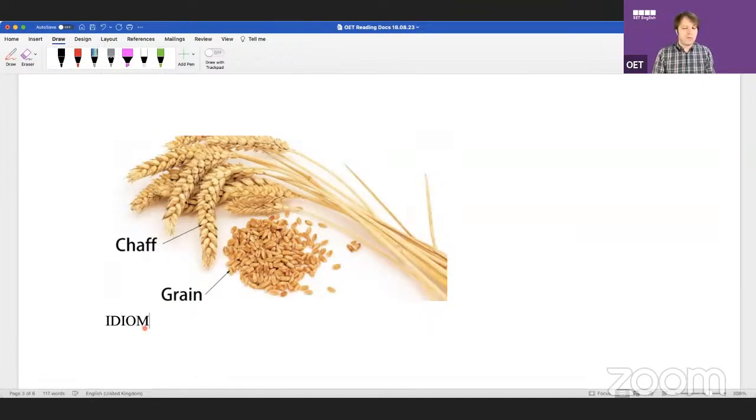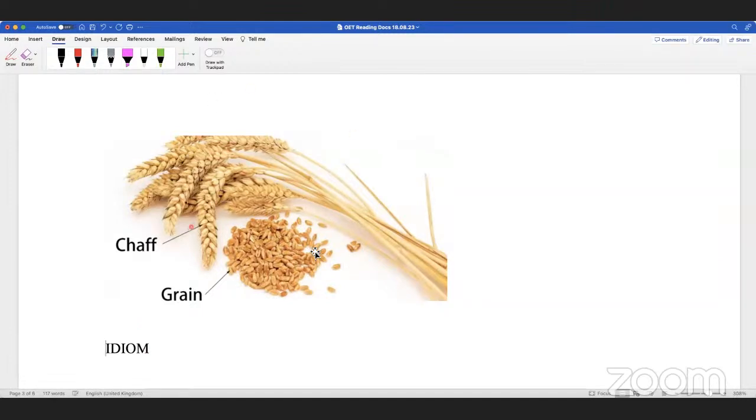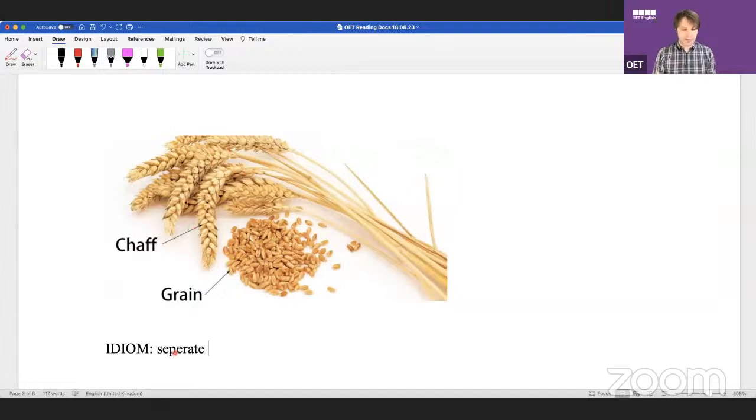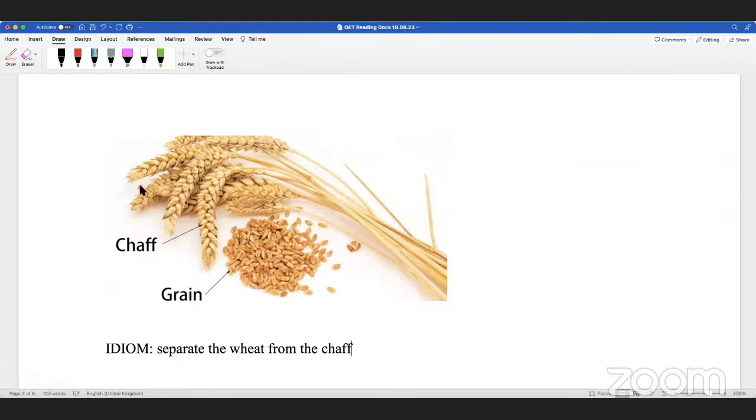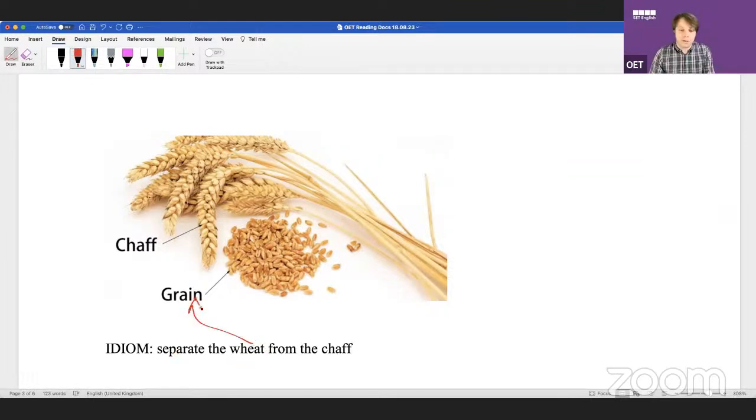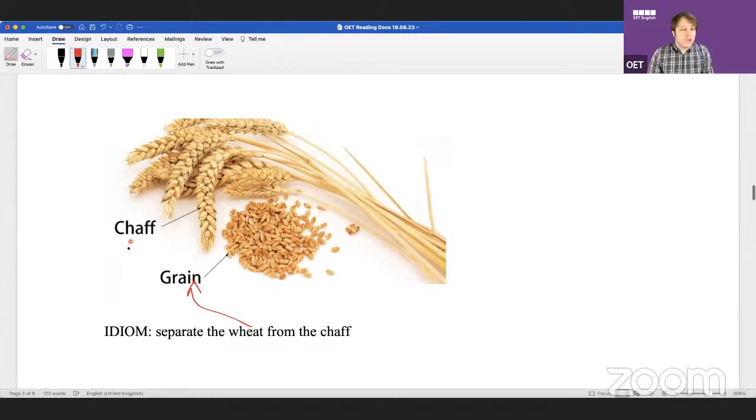Does anyone know the really famous idiom about it? Yes, separate the grain from the chaff. Almost. Mustafa, say that again. Separate the grain from the chaff. But we don't say grain, we say the wheat from the chaff. But by wheat, we mean grain. So the chaff.